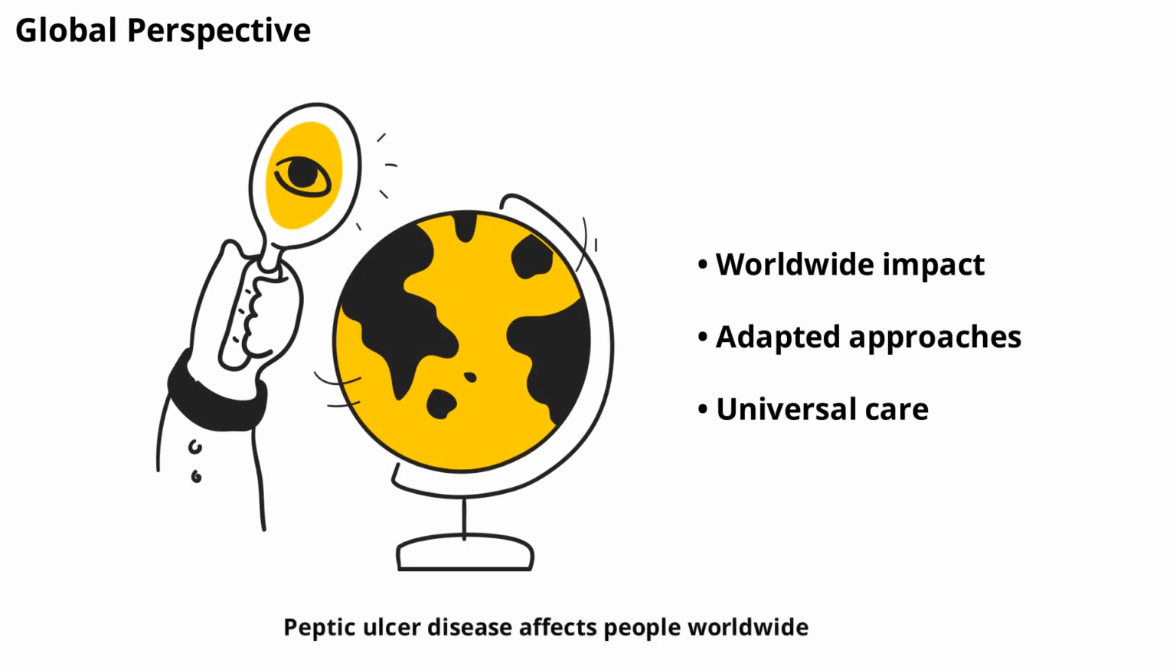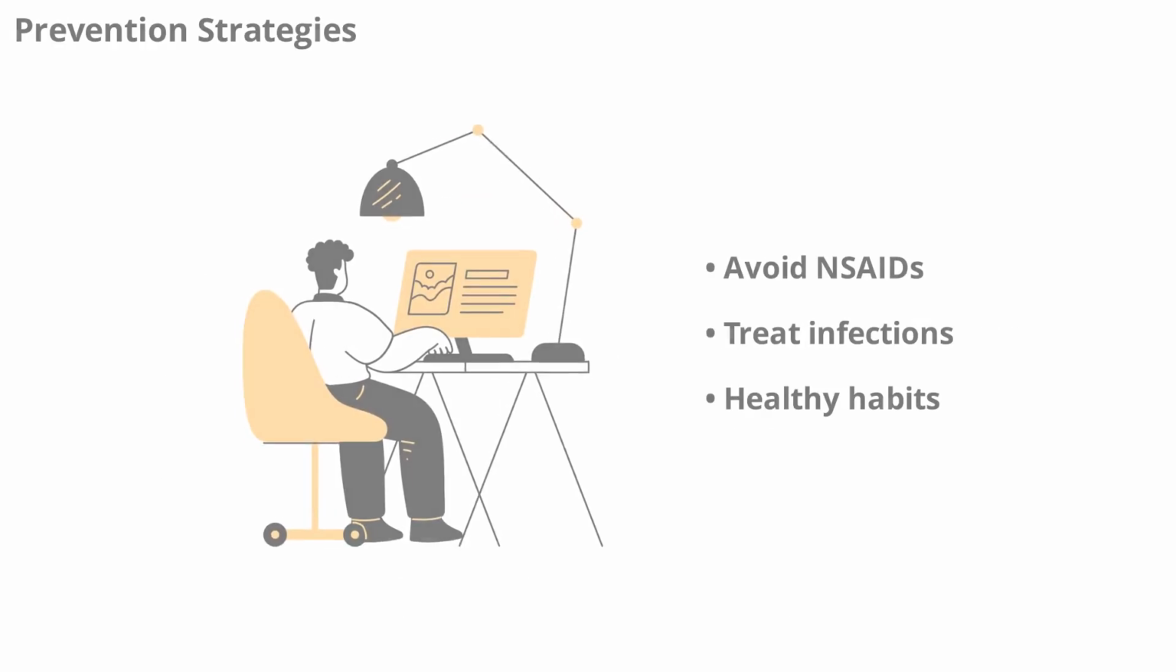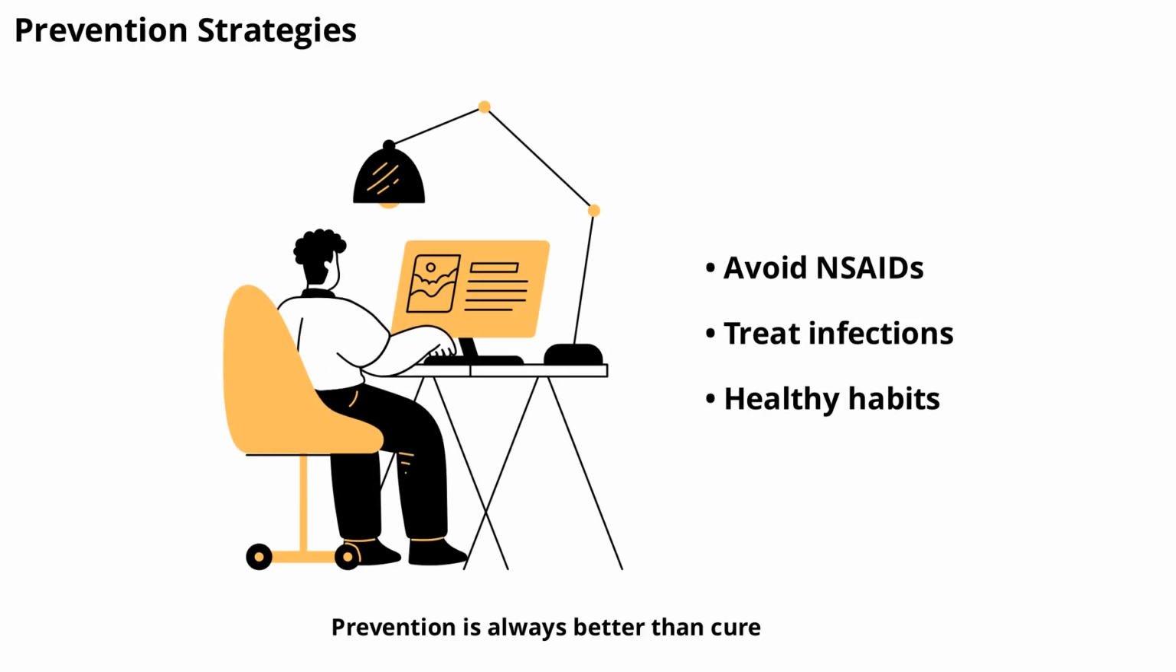Peptic ulcer disease affects people worldwide, but the approach to diagnosis may vary depending on available resources and healthcare systems. Doctors adapt their methods to local needs, ensuring that patients everywhere receive appropriate care. Prevention is always better than cure. Doctors advise avoiding unnecessary NSAIDs, treating H. pylori infections, and adopting healthy lifestyle habits. These strategies can reduce the risk of developing peptic ulcer disease in the first place.